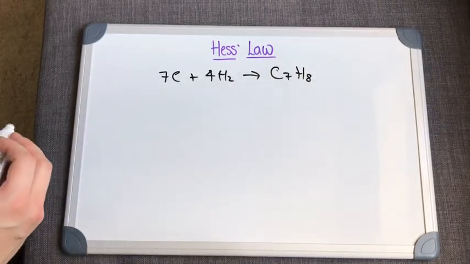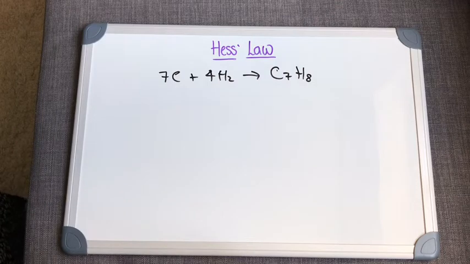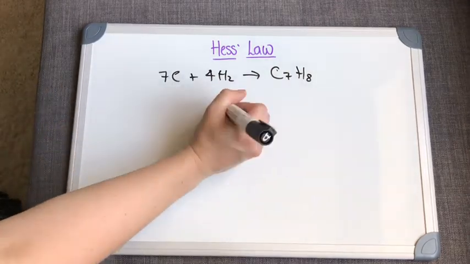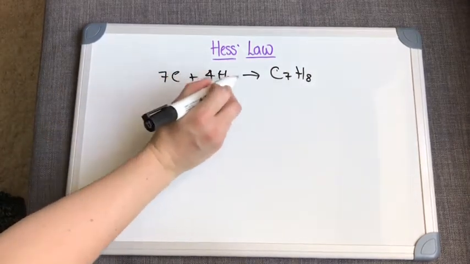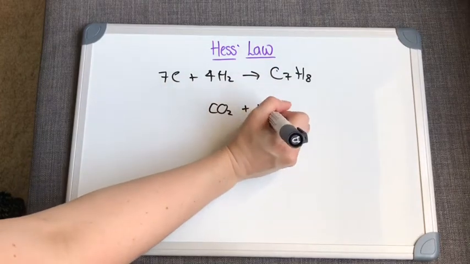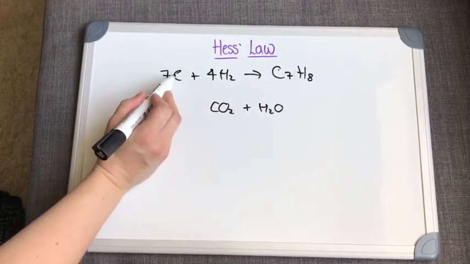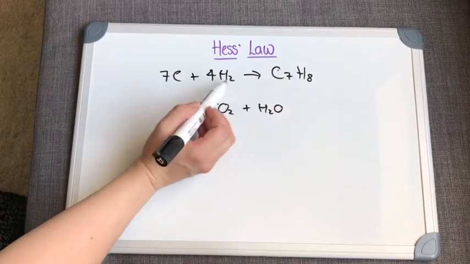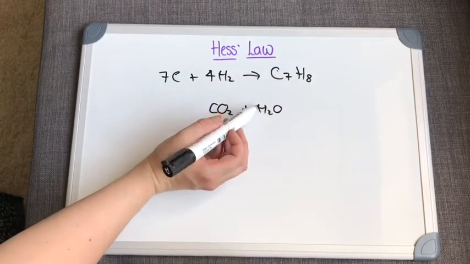Now in the table, they must have given us values of enthalpy change of combustion. So we know that when we combust these things, we're going to form carbon dioxide and water, because carbon will oxidize to form carbon dioxide, hydrogen will oxidize to form water.